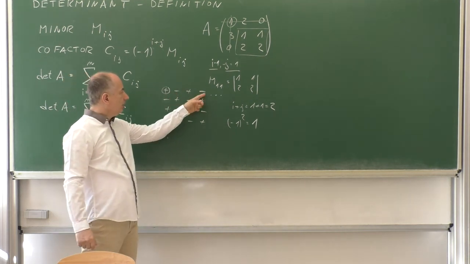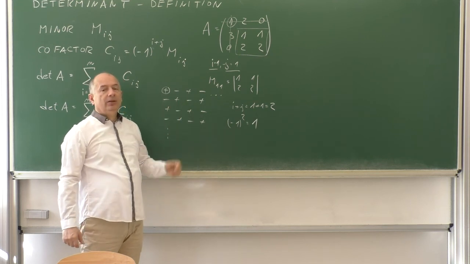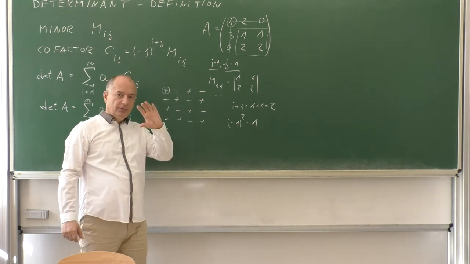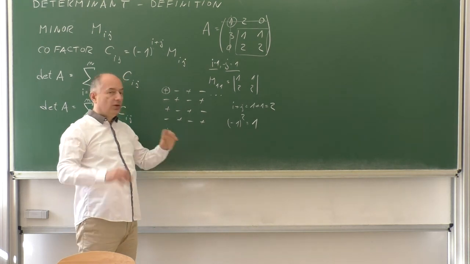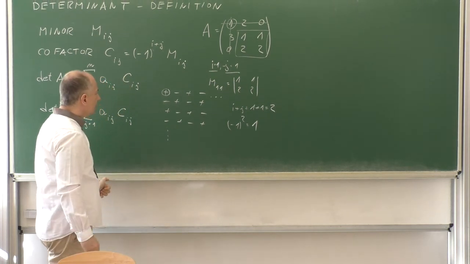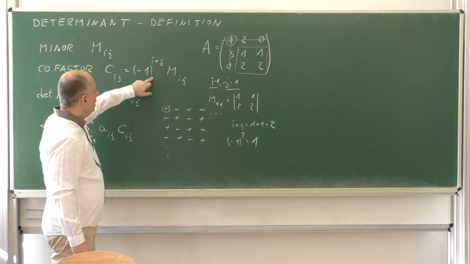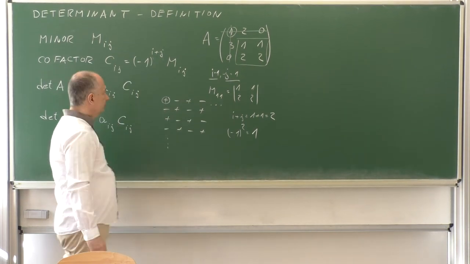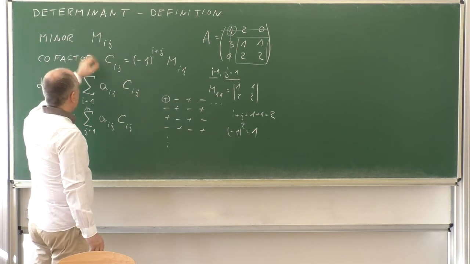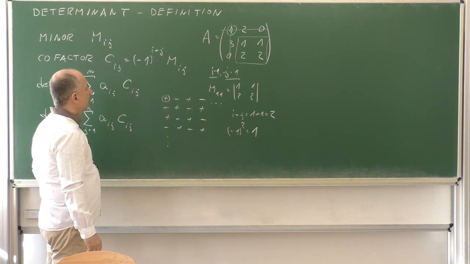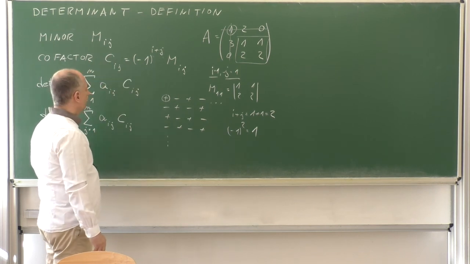And once again, every step in this structure, either to the left or to the right, or up or down, changes the exponent from even to odd and vice versa. So as a result, this coefficient changes its sign. So you don't have to compute this minus 1 to i plus j if you think of this checkerboard structure. So the minor was the subdeterminant. When multiplied by this factor, it is called a cofactor.